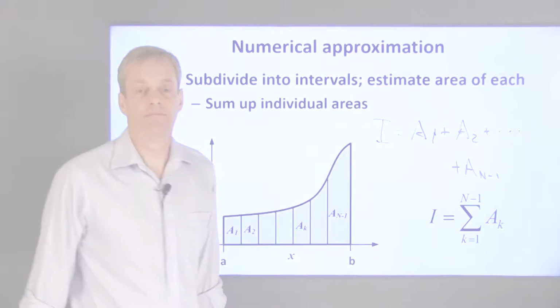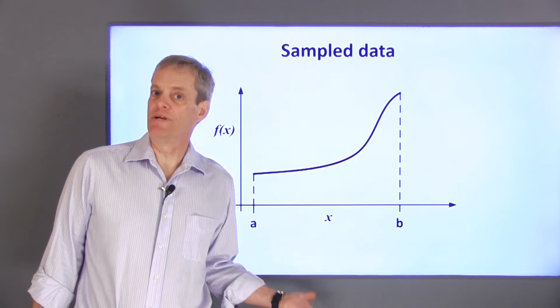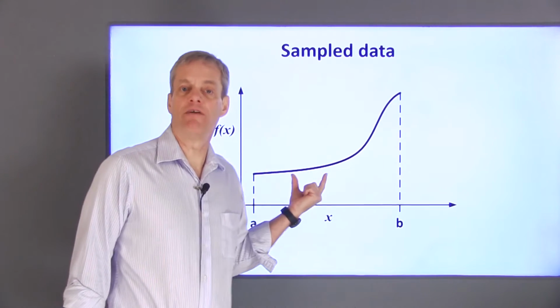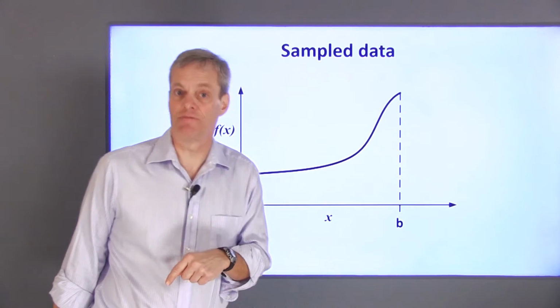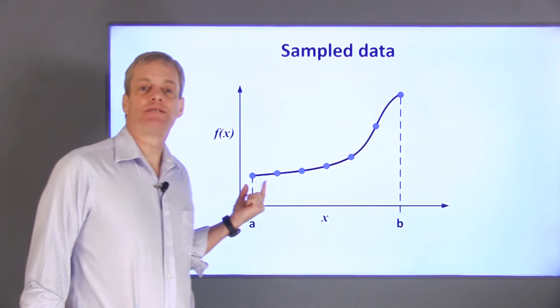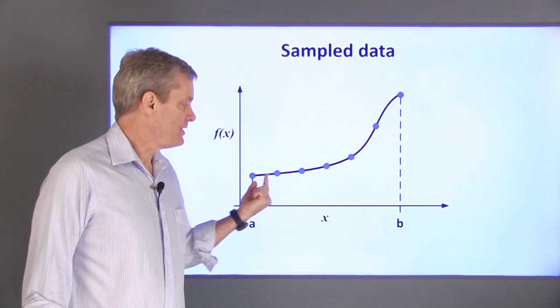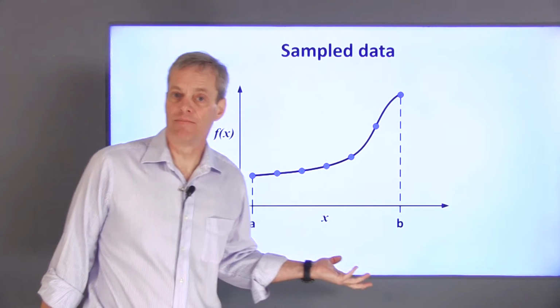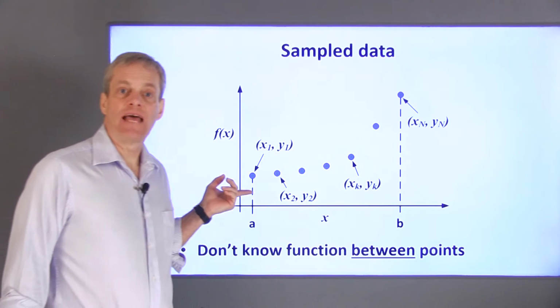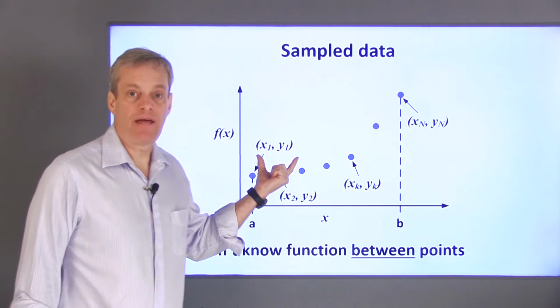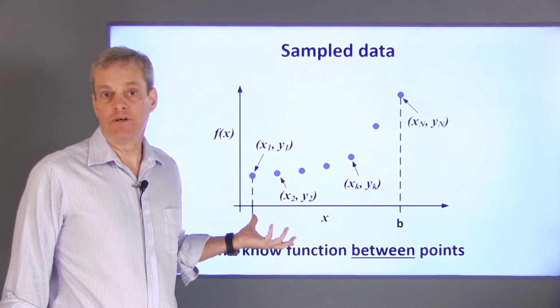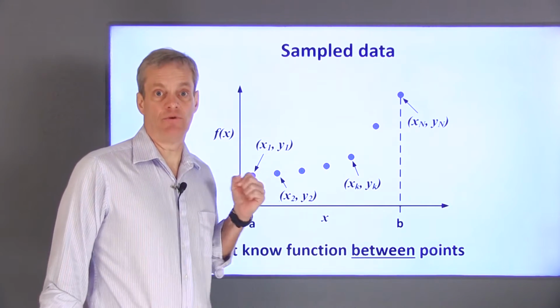The first step we'll do when estimating the areas of the subintervals is to determine the x and y values that define the boundaries of the subintervals. This process is called sampling. It results in a set of discrete data points that lie on the curve describing the function. However, the sampled data only consists of pairs of x and y data points. We no longer know what the function looks like between the data points.